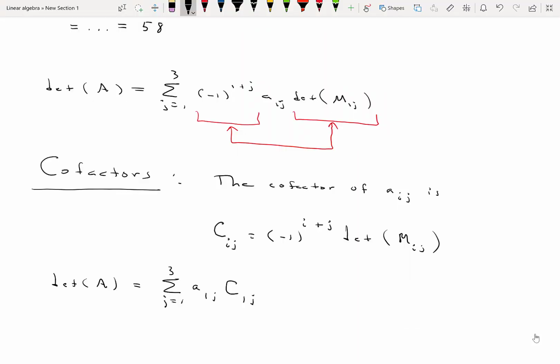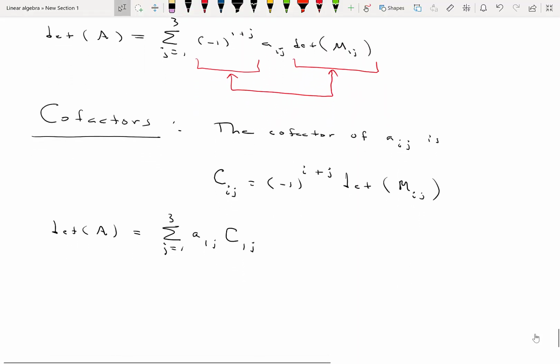So with the introduction of cofactors, our expansion about the first row can be referred to as something different. It can be referred to as the cofactor expansion about the first row. This is called the cofactor expansion about the first row.